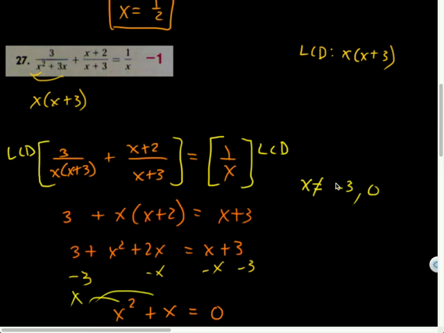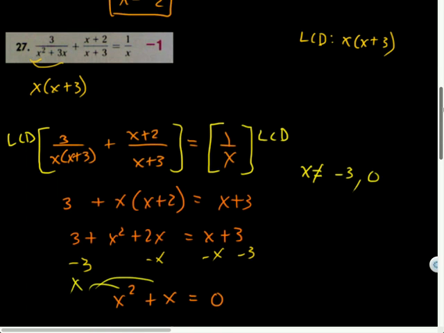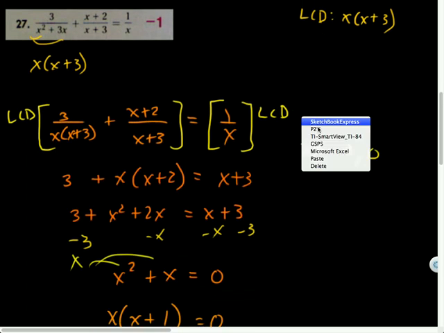And if you want, you can do this kind of analysis of the denominators up front in the problem if you wanted to.